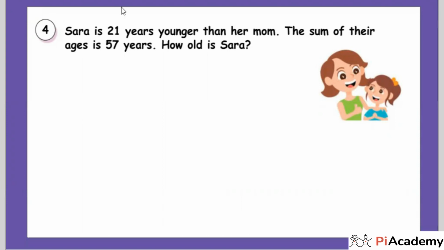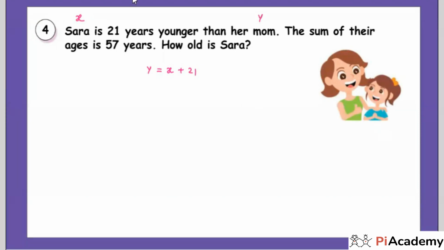See, Sarah is 21 years younger than her mom, right? So it's very clear. Mom's age is more than the daughter's, and logically it's also clear. So let's say Sarah's present age is X and her mom's age is Y. I can write X plus 21 equals Y, or I can say Y equals X plus 21. Is the first equation clear? Everyone, raise your hands if you don't have this clear. Okay, I can see everybody has this clear.